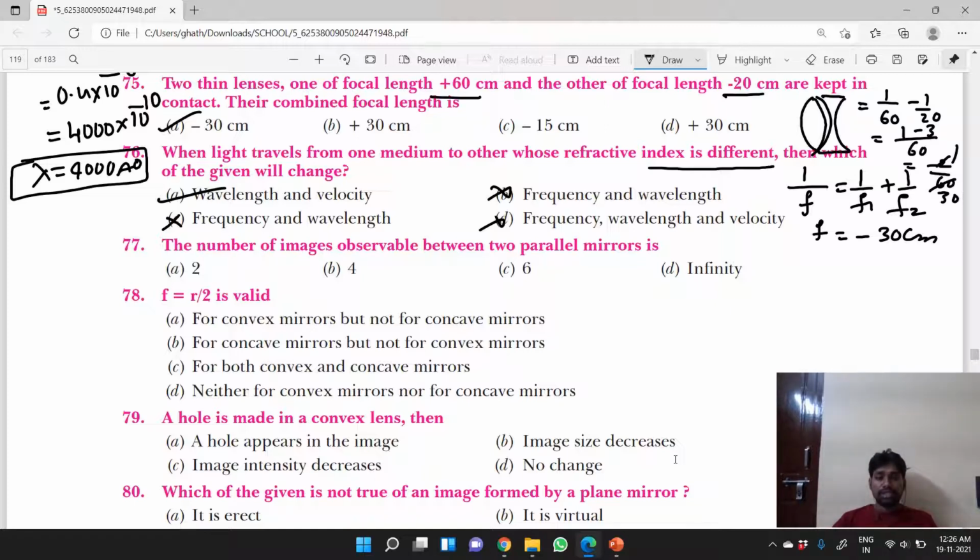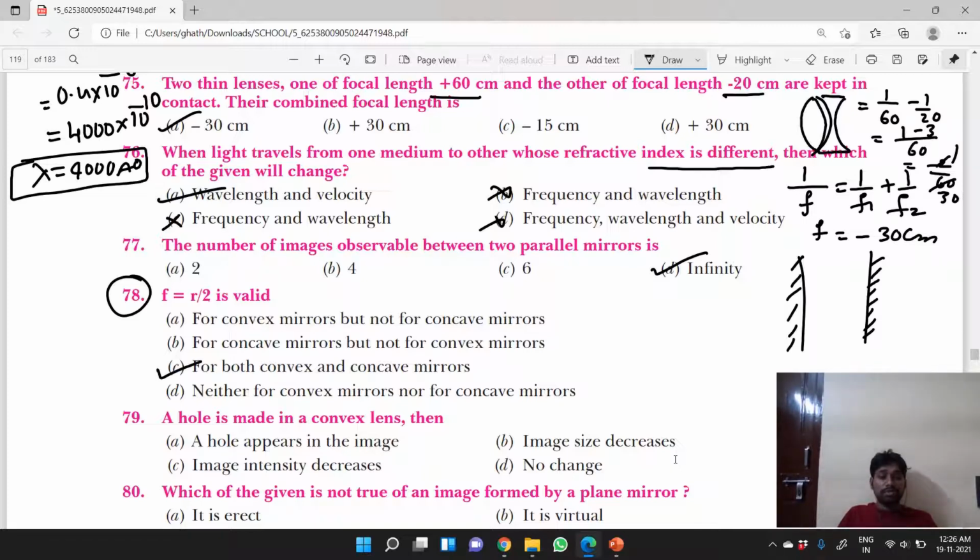The number of images observed between two parallel mirrors is infinite if the two plane mirrors are placed parallel. For example, in a dressing room you can see that number of images. F is equal to R by 2 is valid. It is valid for both concave as well as convex mirrors.